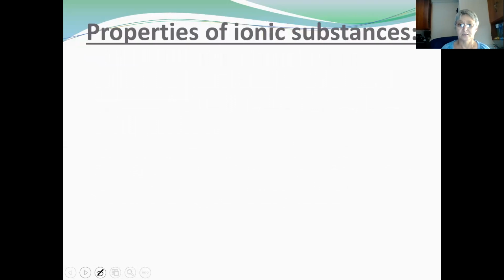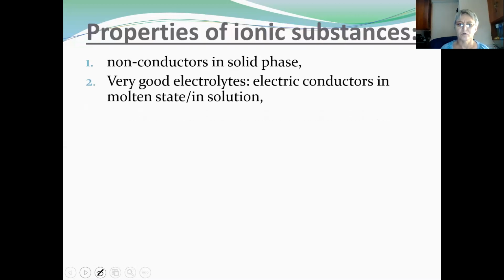The properties or characteristics of ionic substances are the following. They are non-conductors of electricity in the solid phase. They are extremely good electrolytes. So it means that they are good conductors of electricity in the molten state, or in solution. They are very hard, they are brittle. So they break along planes.